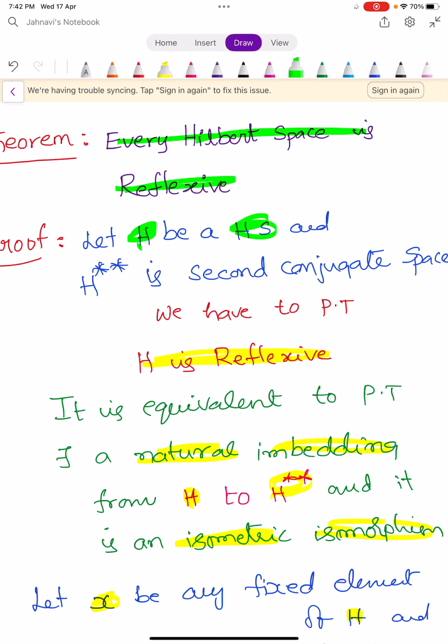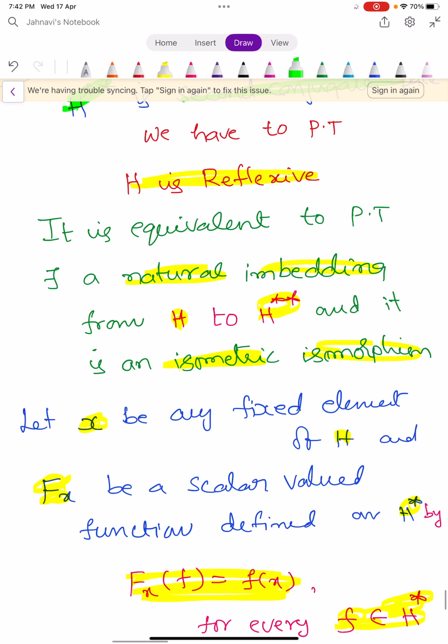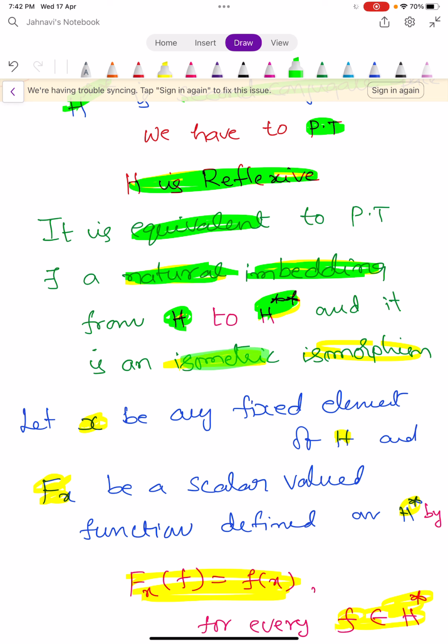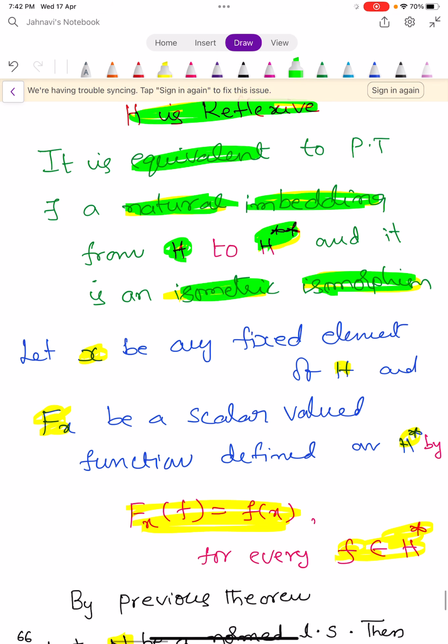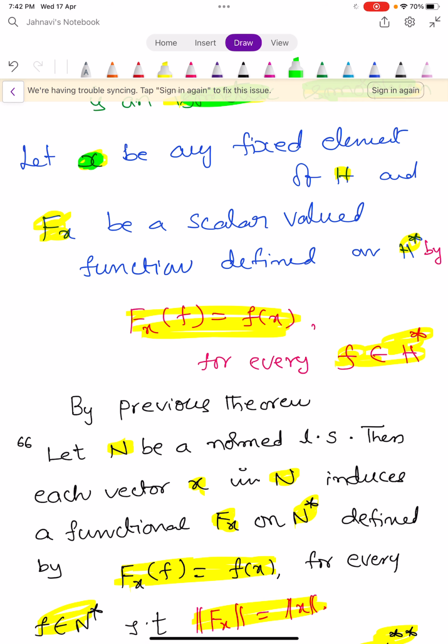Let H be a Hilbert space. H double star be the second conjugate space. Our aim is to show that we have to prove that H is reflexive. To prove that H is reflexive, it is equivalent to prove that there is a natural embedding from H to H double star, and the same natural embedding must be an isometric isomorphism. To prove this, let us take x be a fixed element of the Hilbert space and fx be the scalar valued function in H star defined by fx of f is equals to f of x for every f belongs to H star.